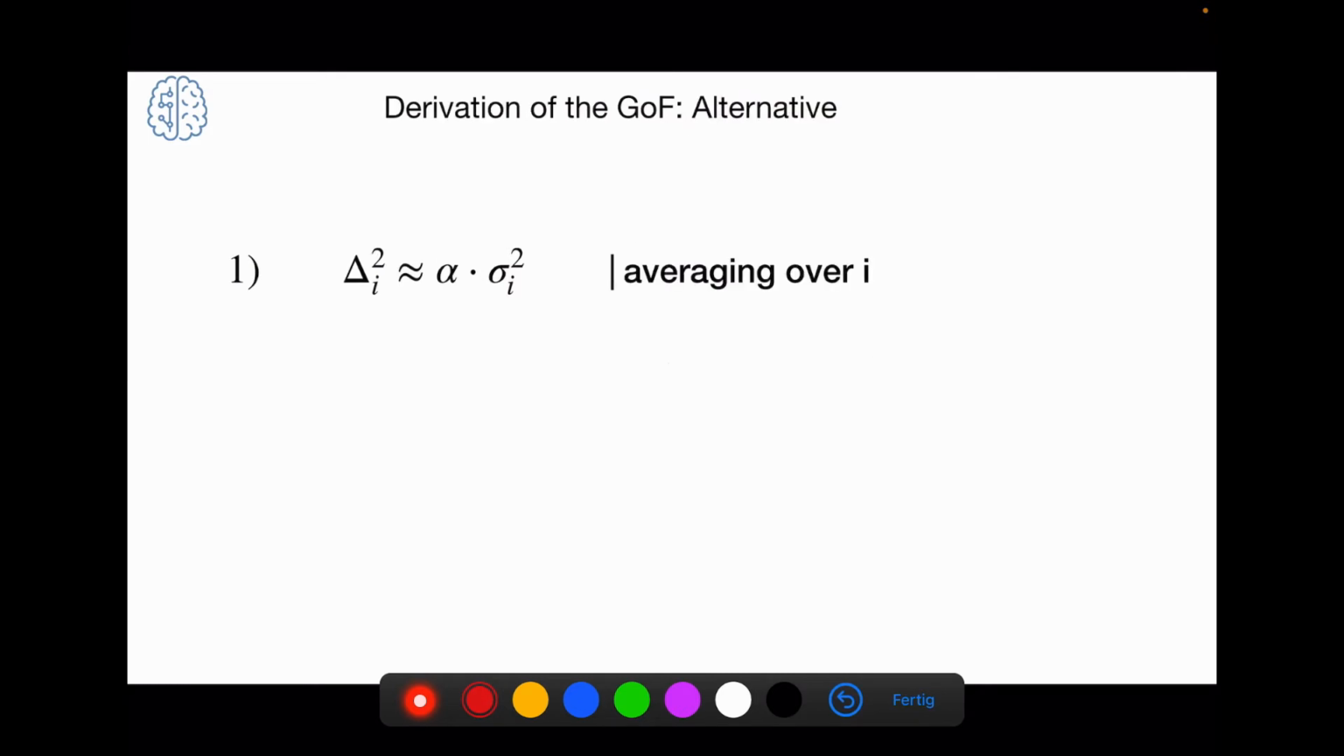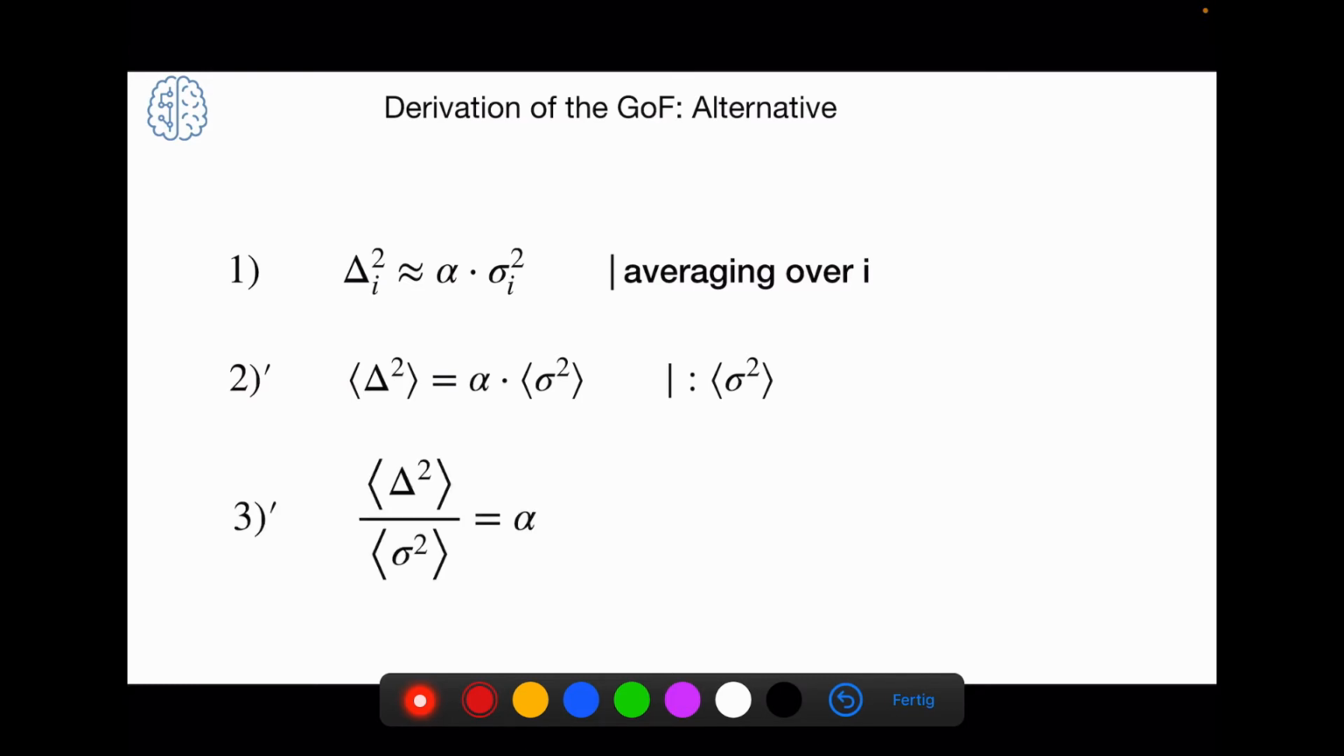We start again with the same equation 1 as before, but now we do the averaging first. So if averaging is done over the data set, this yields equation 2, and it says that the mean squared unweighted residual equals alpha times the mean squared standard deviation of the observed intensity. Now let's bring everything but alpha on the left-hand side. And then this equation just states that mean squared unweighted residual over mean squared standard deviation of observed intensity equals alpha.